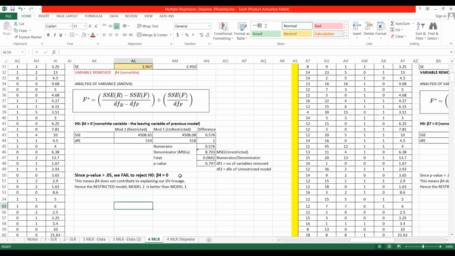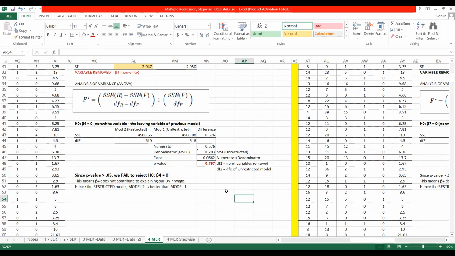Okay? And this is our conclusion. Since the p-value is greater than 0.05, ito yung p-value natin. Ang conclusion natin, we fail to reject the null hypothesis that B4 is equal to 0. Tama nga, B4 is equal to 0. So ano ibig sabihin ng B4 is equal to 0? Hindi natin kailangan ipasok si B4 sa model natin.